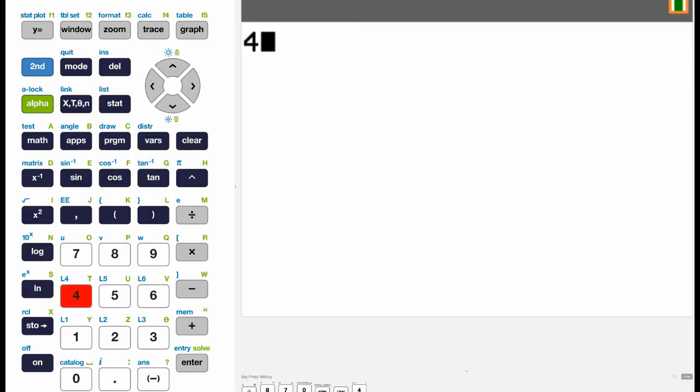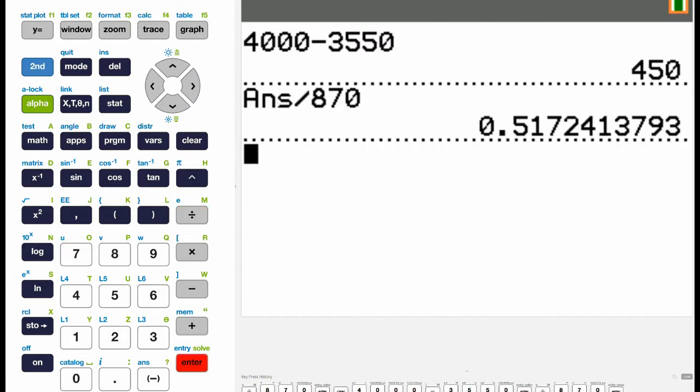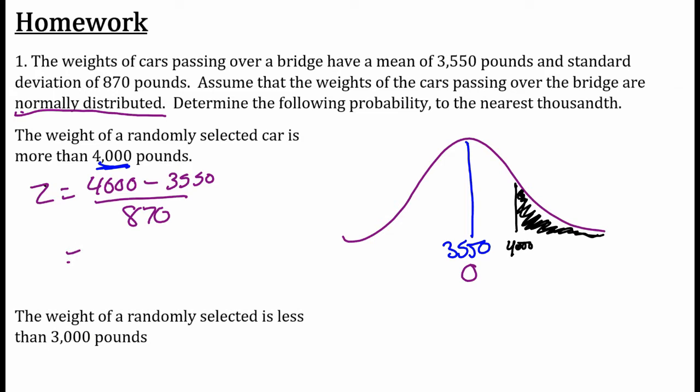4,000 minus the mean, divided by the standard deviation. So our z-score is about 0.517. So I want to know the probability that z is bigger than 0.517. What's the probability that z is bigger than 0.517?